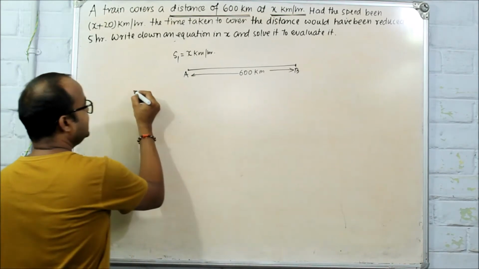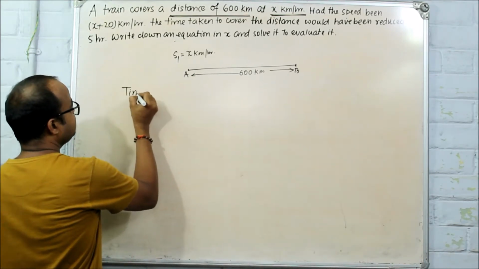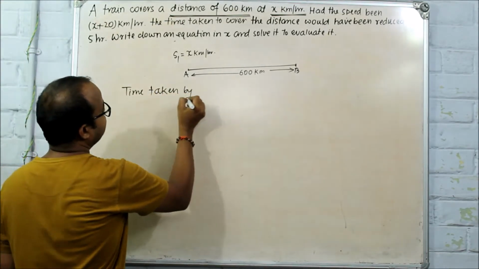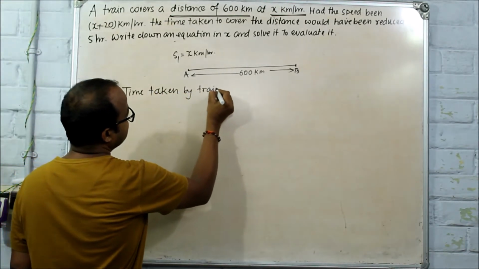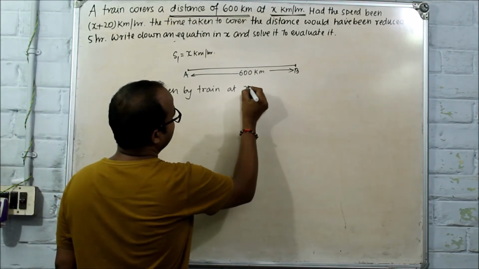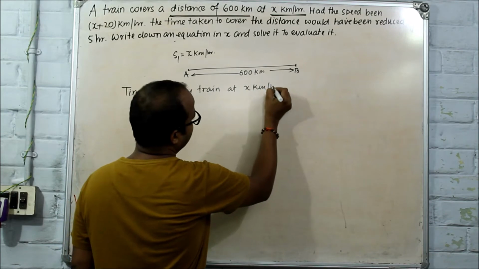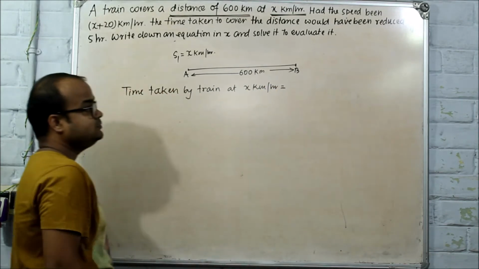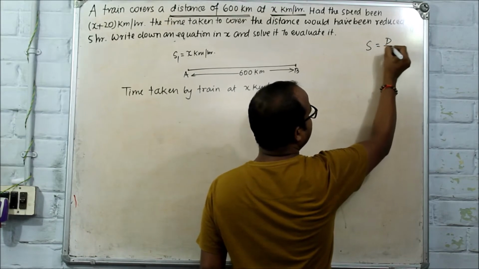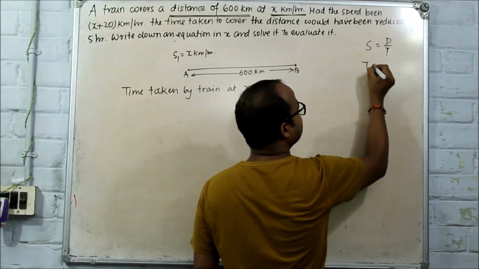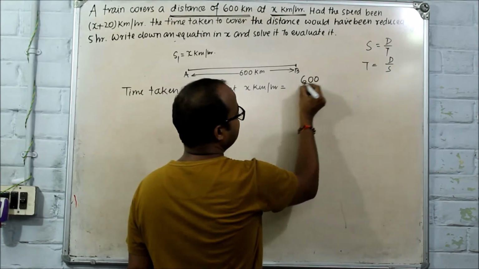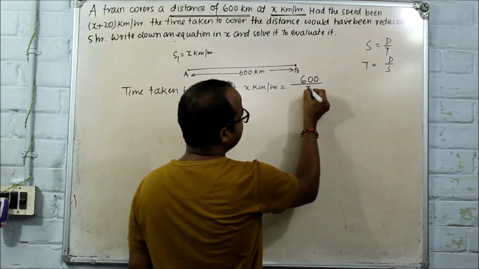So, the time taken by the train at x km per hour. We know speed is equal to distance by time, so time is equal to distance by speed. The distance is 600 and the speed is x.